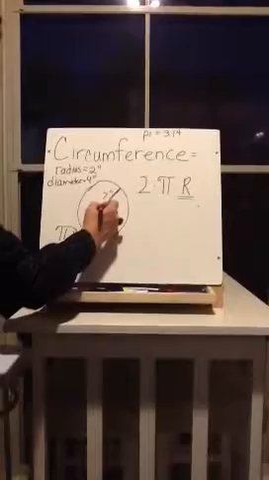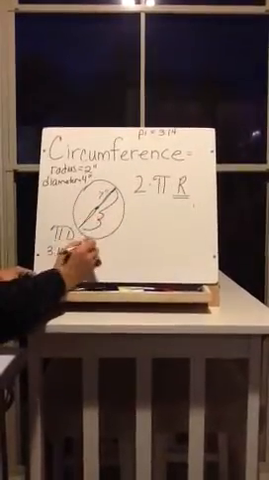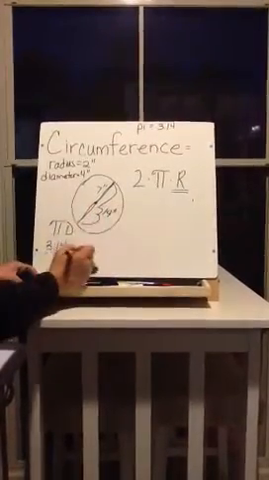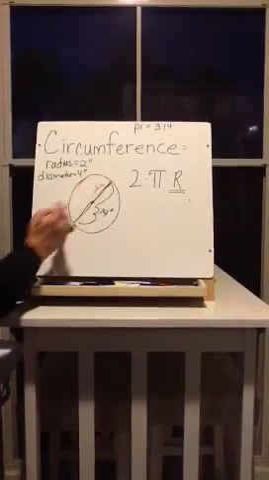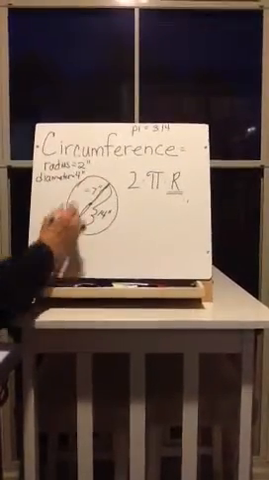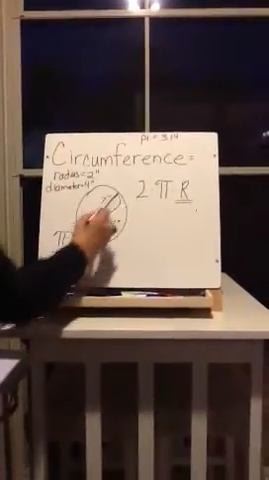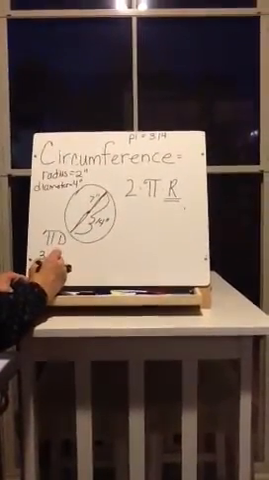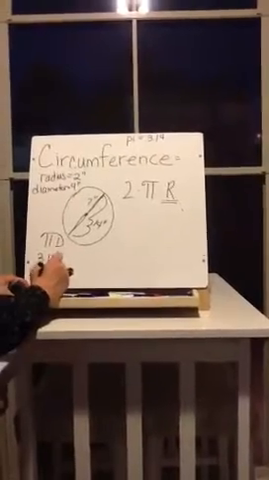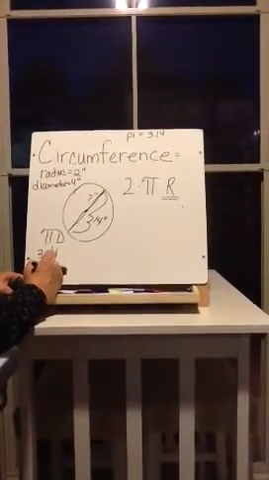So what's the diameter? It is 14 inches. So it's 7 times 2 is 14. So we have pi times diameter. The diameter is 14, and that's going to give you your circumference.